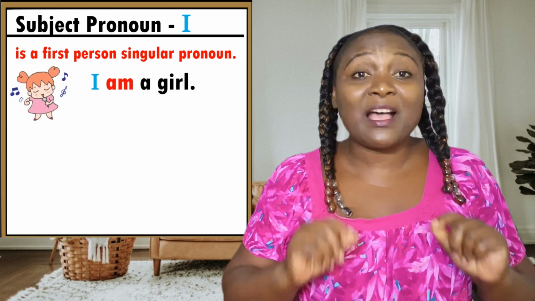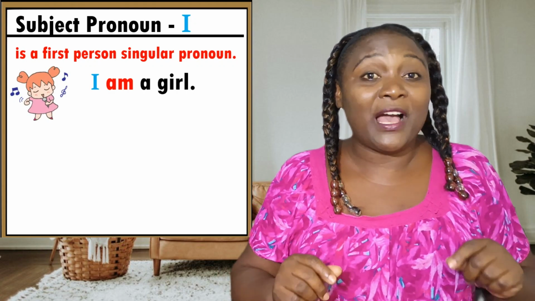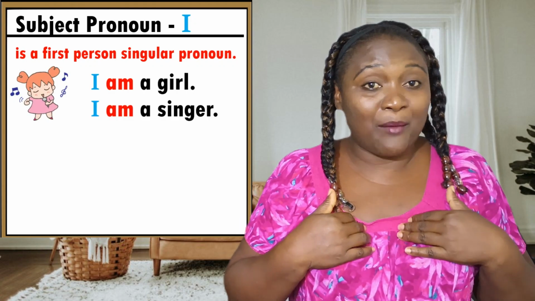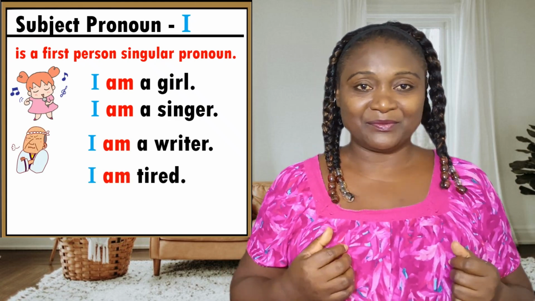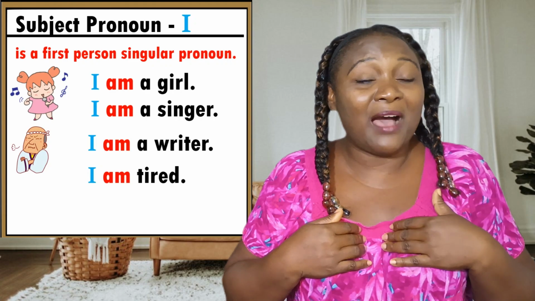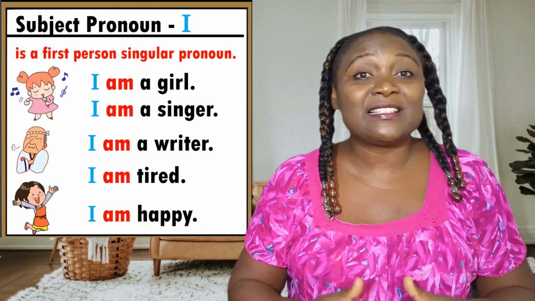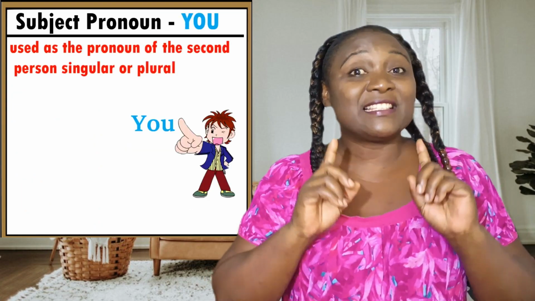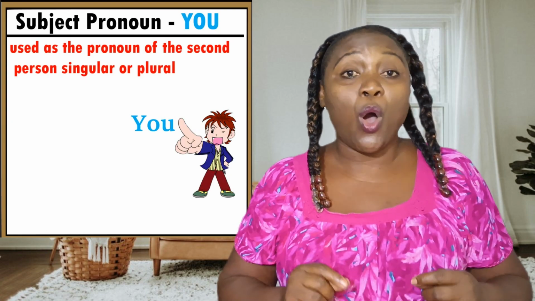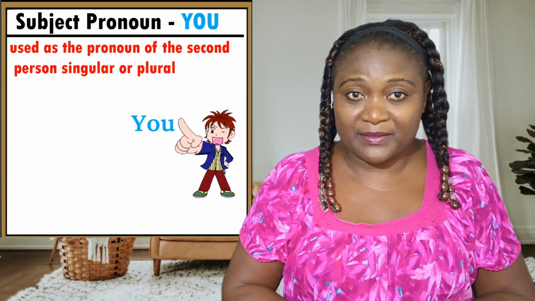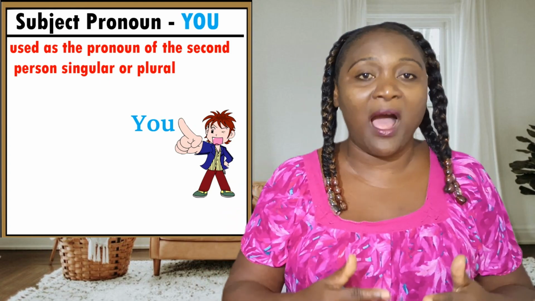And remember, the subject pronoun I always uses the verb am. I am a girl. I am a singer. I am a writer. I am tired. I am happy. Let's look at the subject pronoun you. The subject pronoun you is used to refer to one individual or more than one individual. The subject pronoun you always takes the plural verb are.